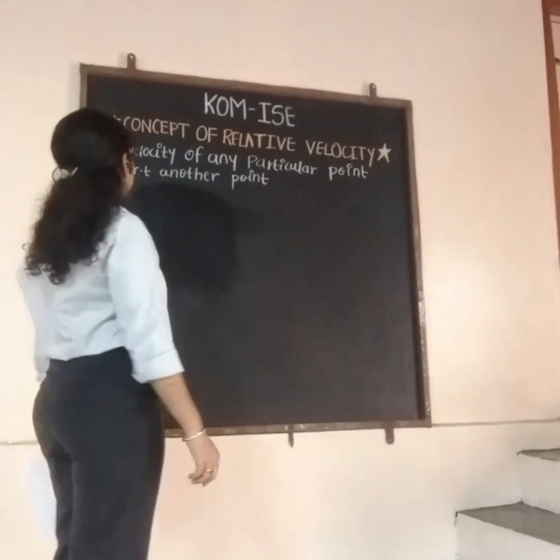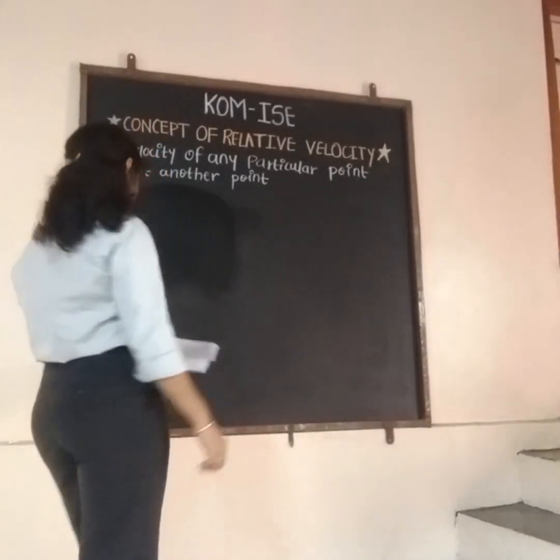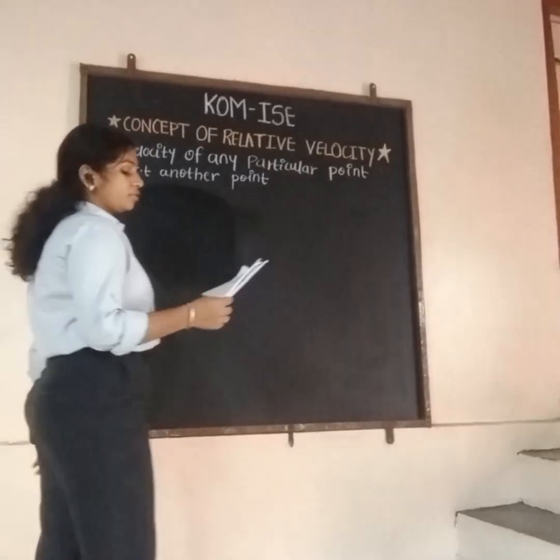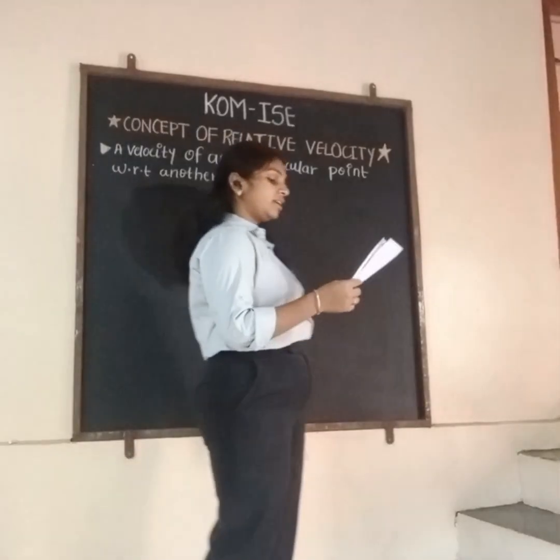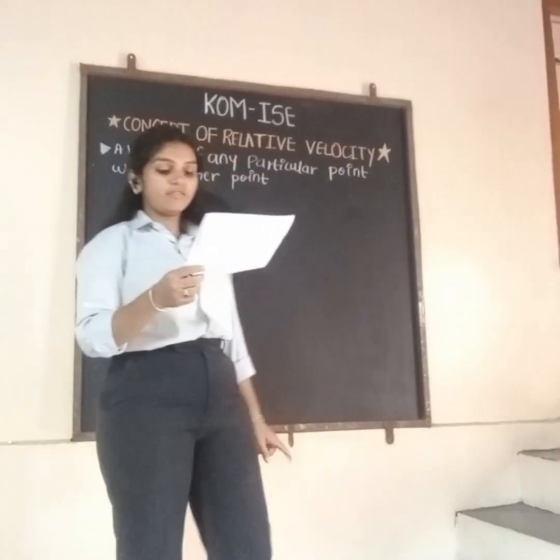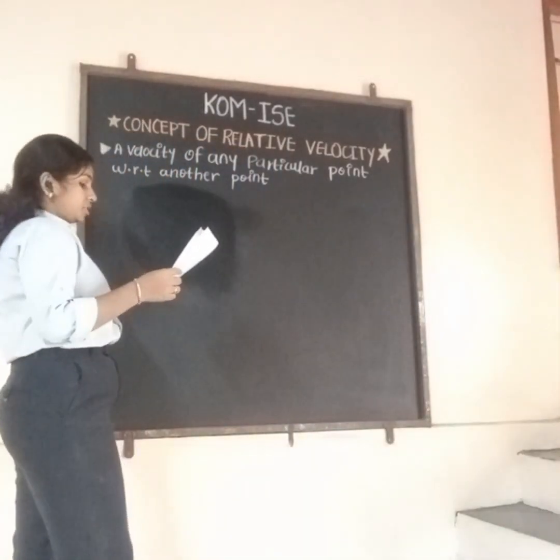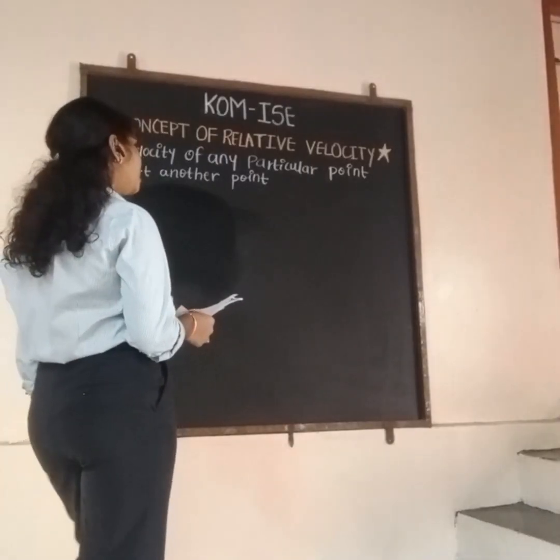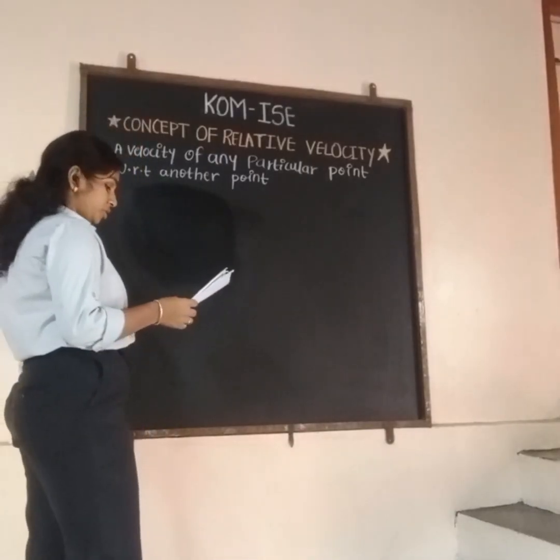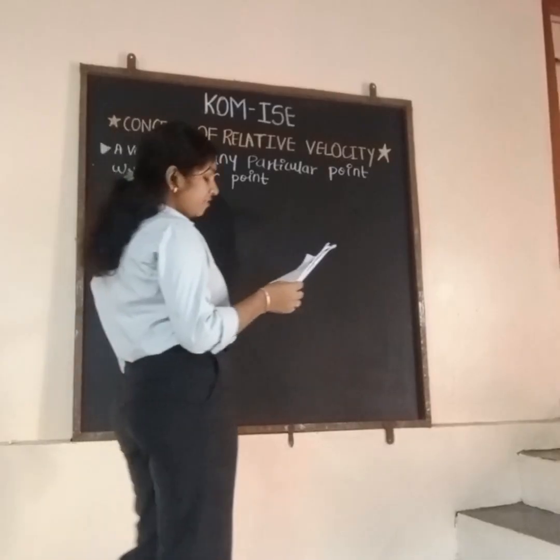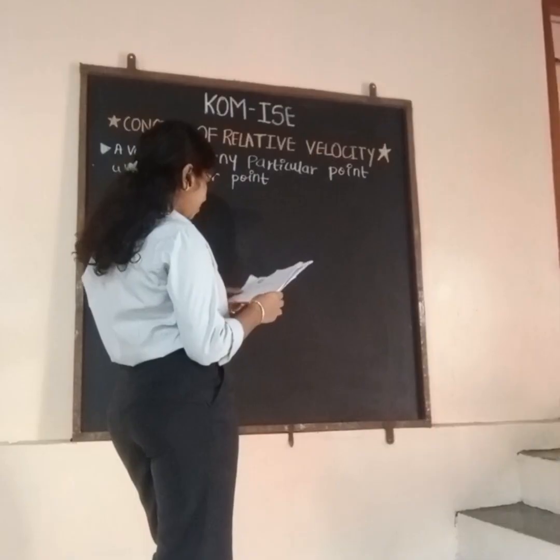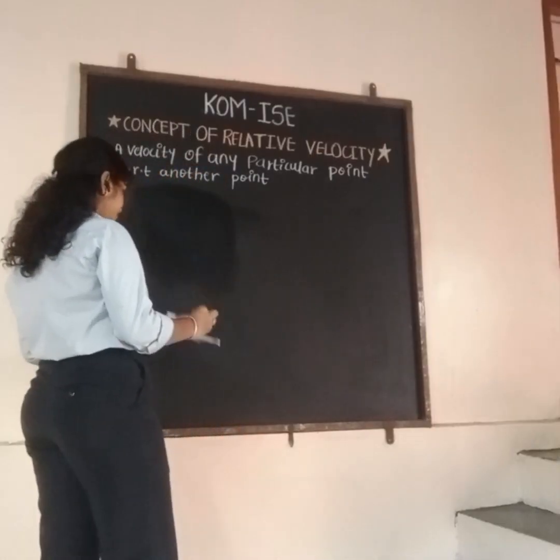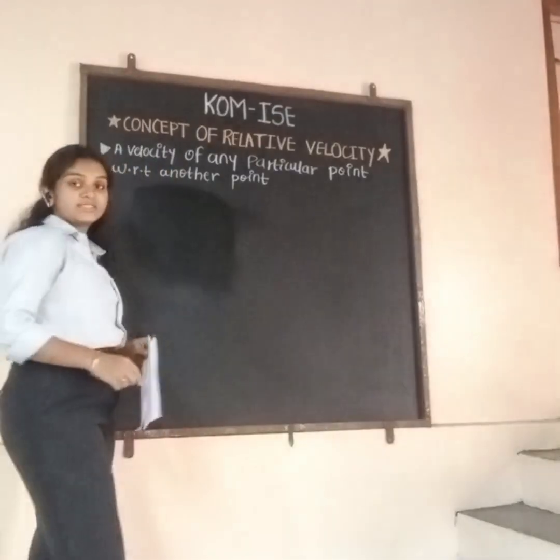Today I will be discussing the concept of relative velocity. It is simply a velocity where we consider any particular link and different points on the link where we have to find the velocity. The definition of relative velocity is the velocity of any particular point with respect to another point. Or we can say relative velocity is the velocity of one point relative to another point. We will see an example.